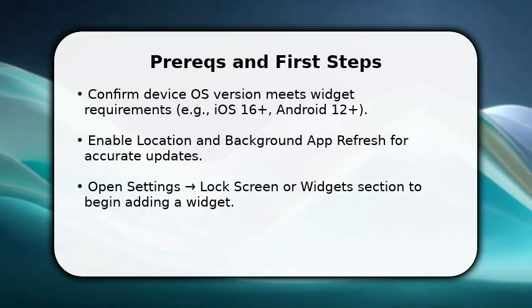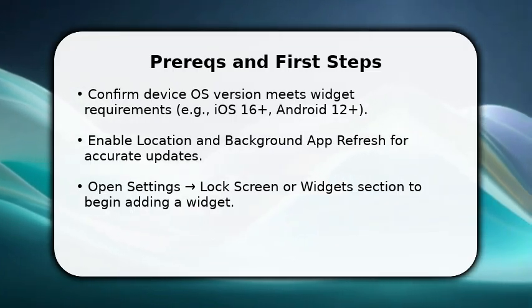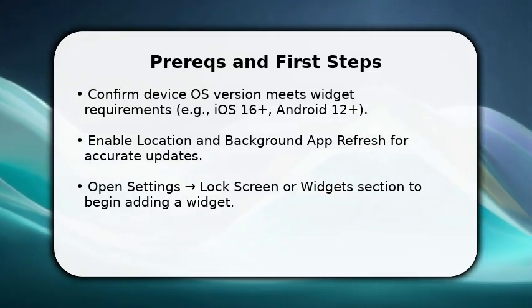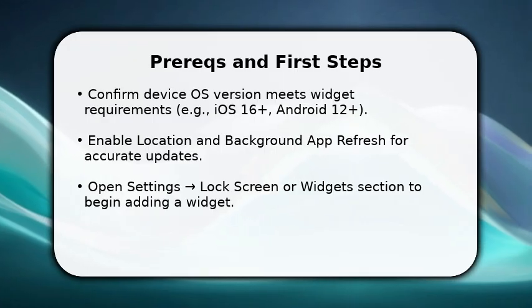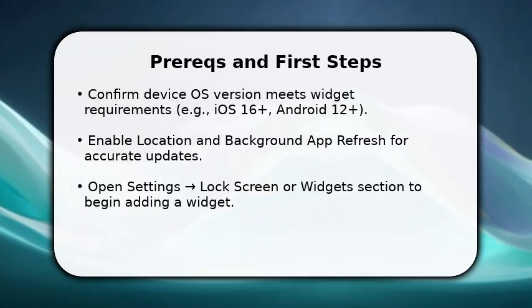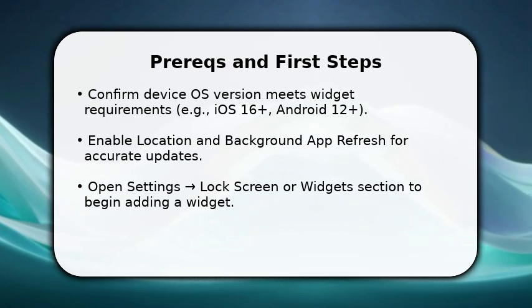Tap Add or Edit to create a new lock screen profile, then choose Weather from the available widgets list. Once you tap Weather, you'll see size and data options. Pick one that fits your layout and needs.